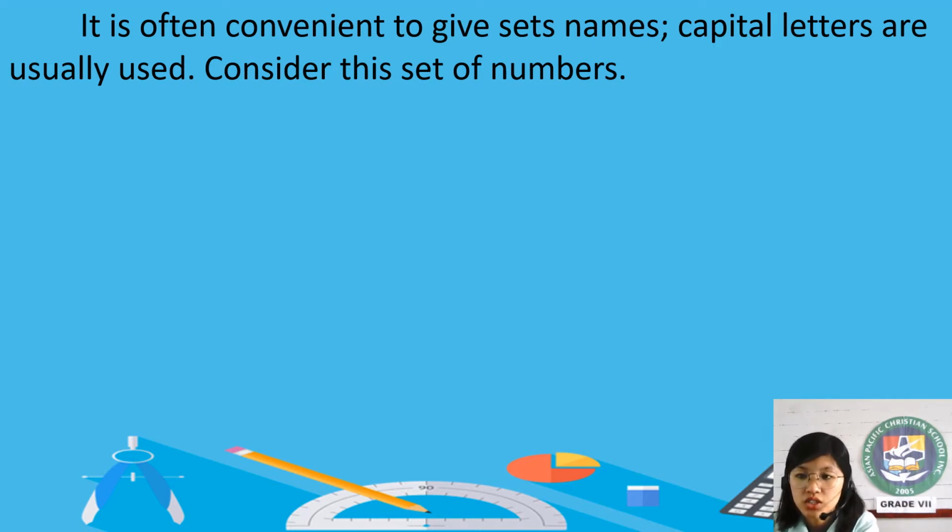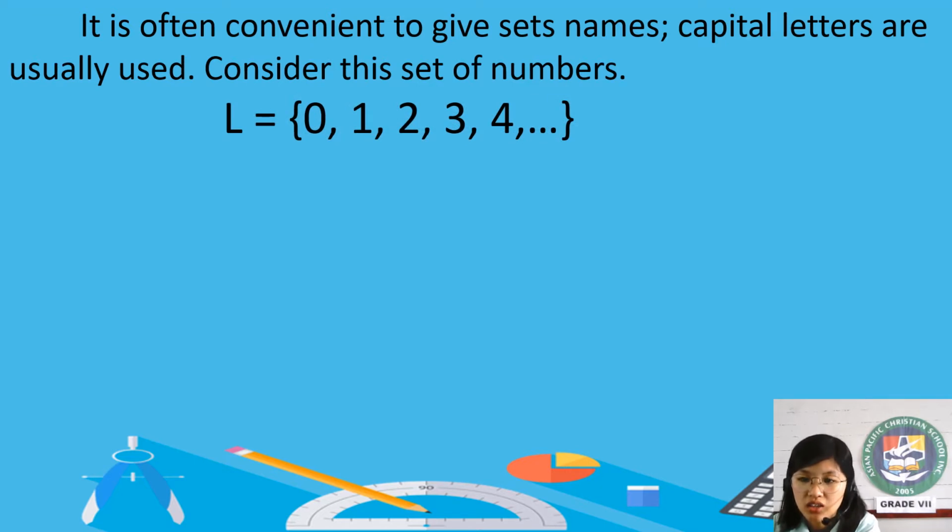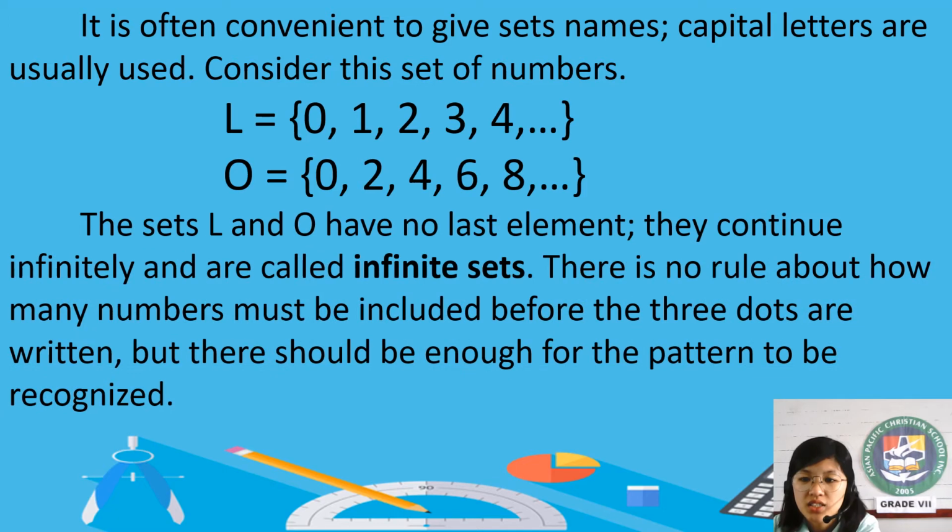So consider this set of numbers. We have the elements of set L are 0, 1, 2, 3, 4, and so on. And the elements of set O are 0, 2, 4, 6, 8, and so on. So the sets L and O have no last element. They continue infinitely and are called infinite sets. There is no rule about how many numbers must be included before the 3 dots are written, but there should be enough for the pattern to be recognized.